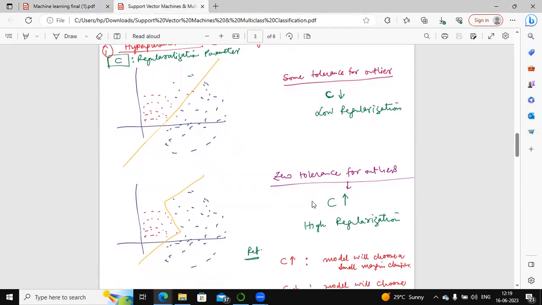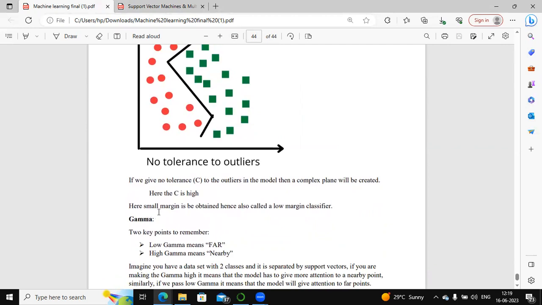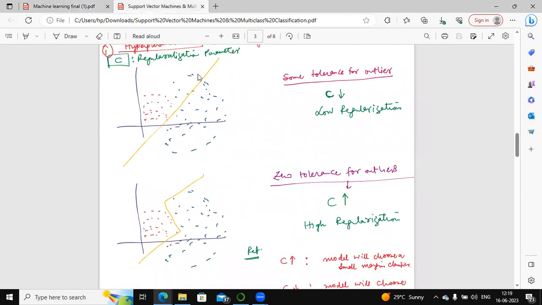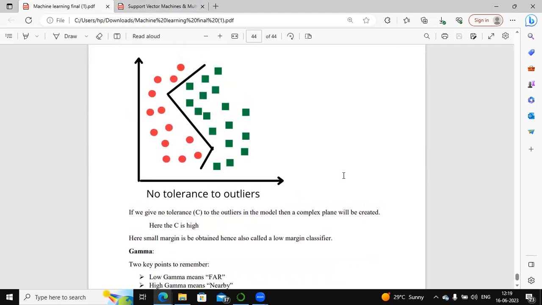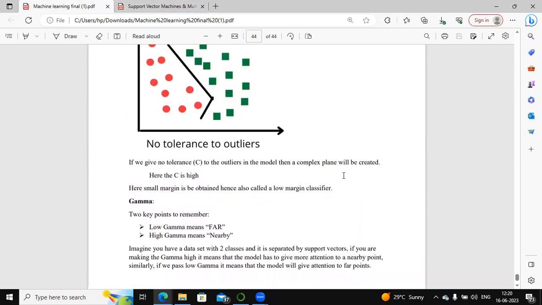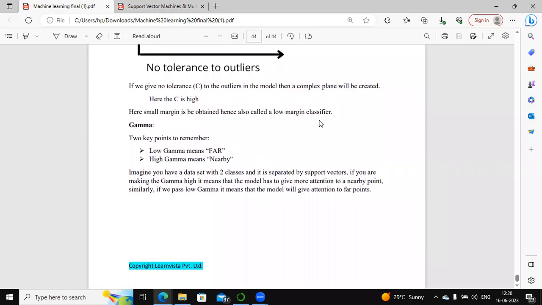In that case, the regularization parameter will be high, C will be high, no tolerance will be there. So here the C value will be high. So here the margin will be too small. That's the problem here. The margin needs to be too small because we're trying to fit the complex plane so that we get no tolerance to outliers. So the margin is too small over here. Okay, this is the problem. So here a small margin is obtained, hence also called low margin classifiers.